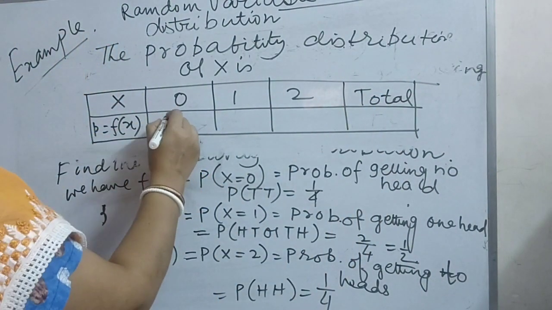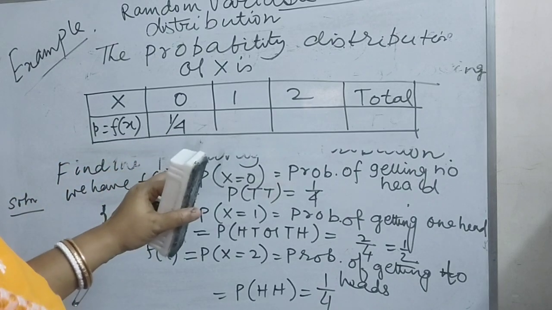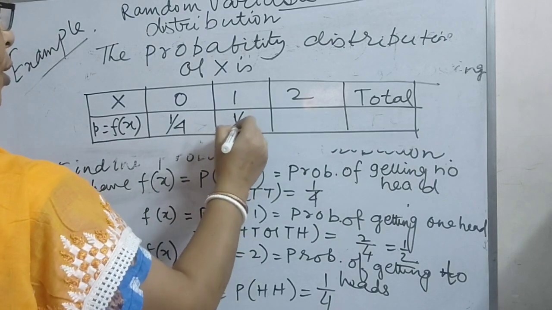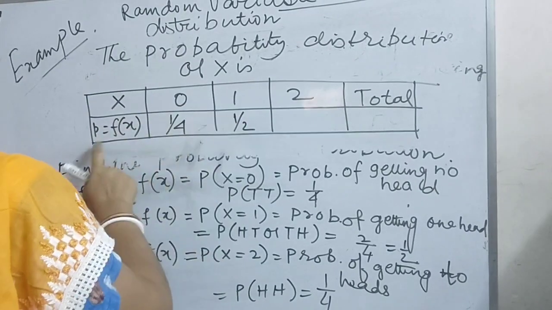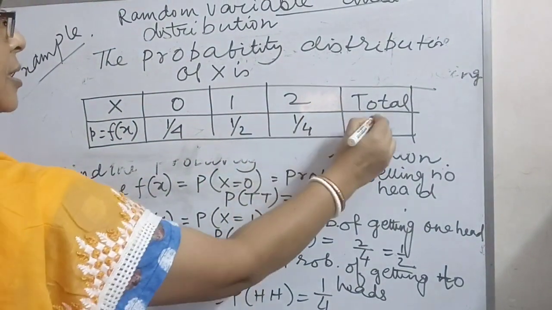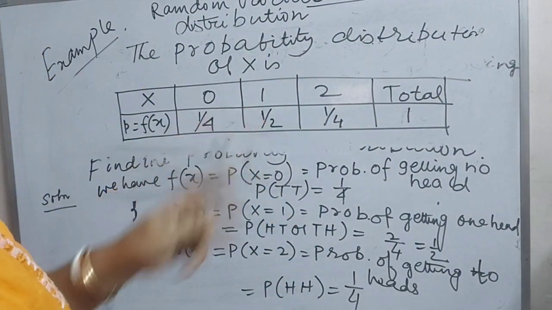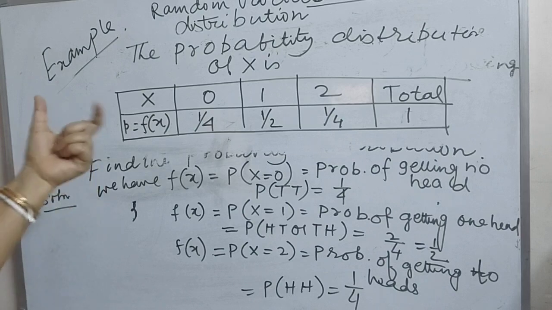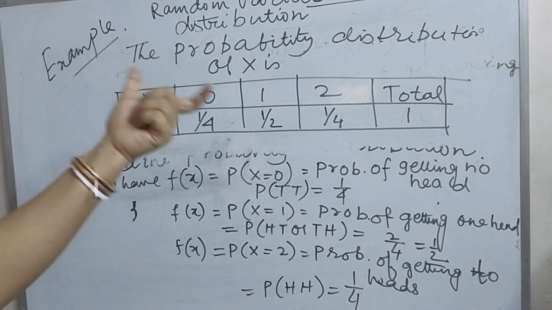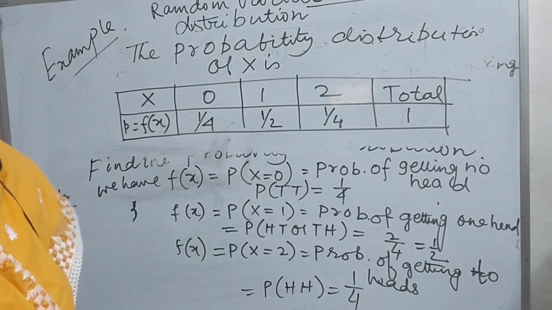When X equal to 0, P equal to 1 by 4. When X equal to 1, then P equal to half, and when X equal to 2, P equal to 1 by 4. The total is equal to 1. It is the tabulation form of the probability distribution function. Okay, I am ending here.